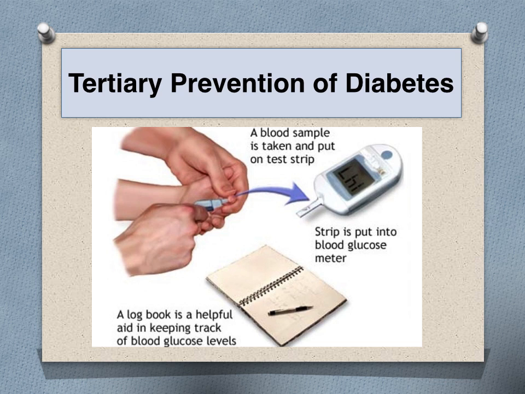And then tertiary prevention of diabetes. For someone who lives with diabetes, it's important to keep it in control to avoid severe complications, such as diminishing eyesight, diminishing peripheral circulation, and kidney damage.